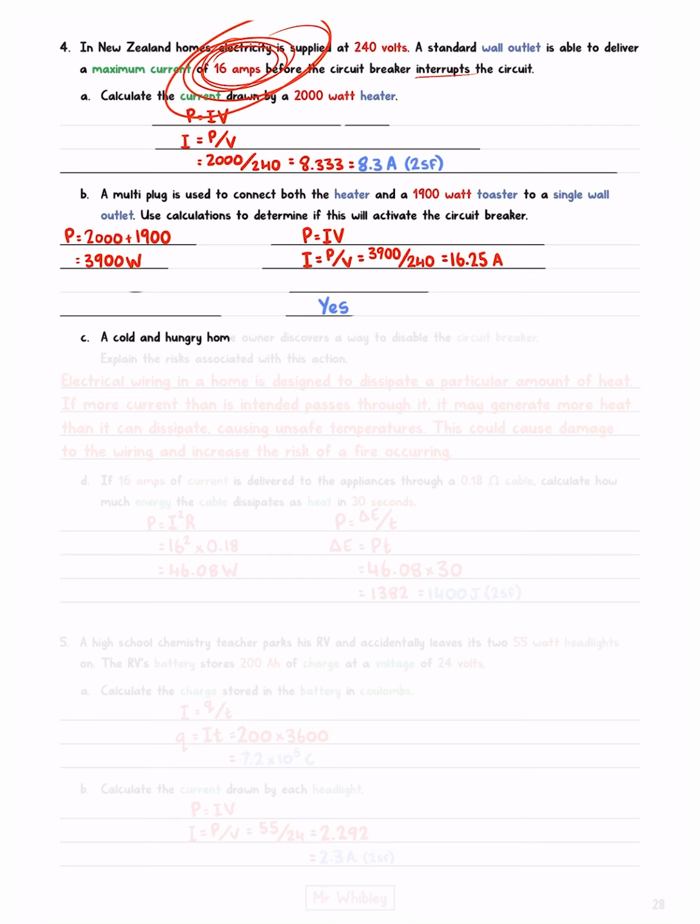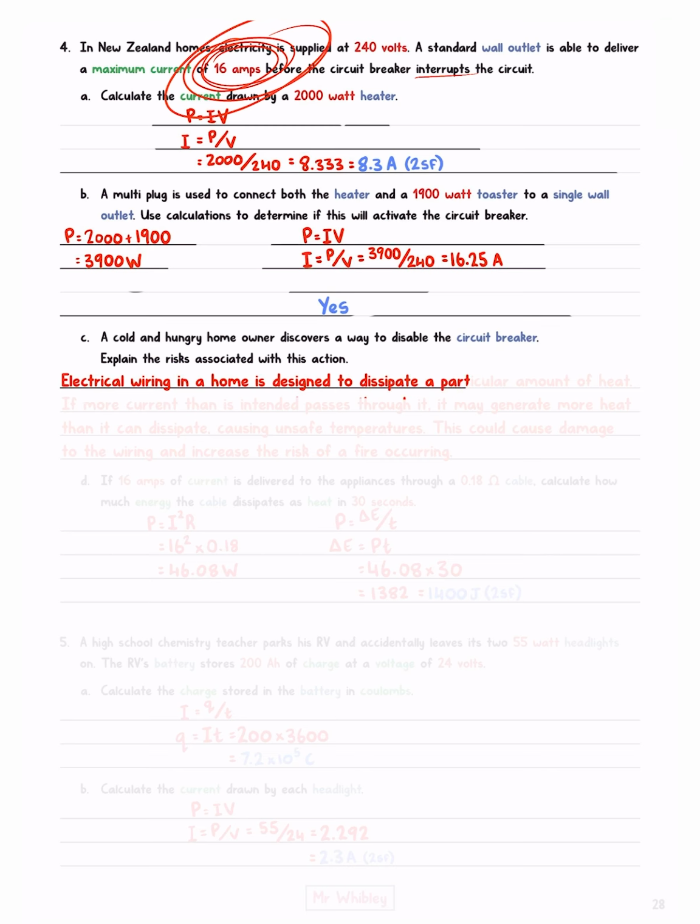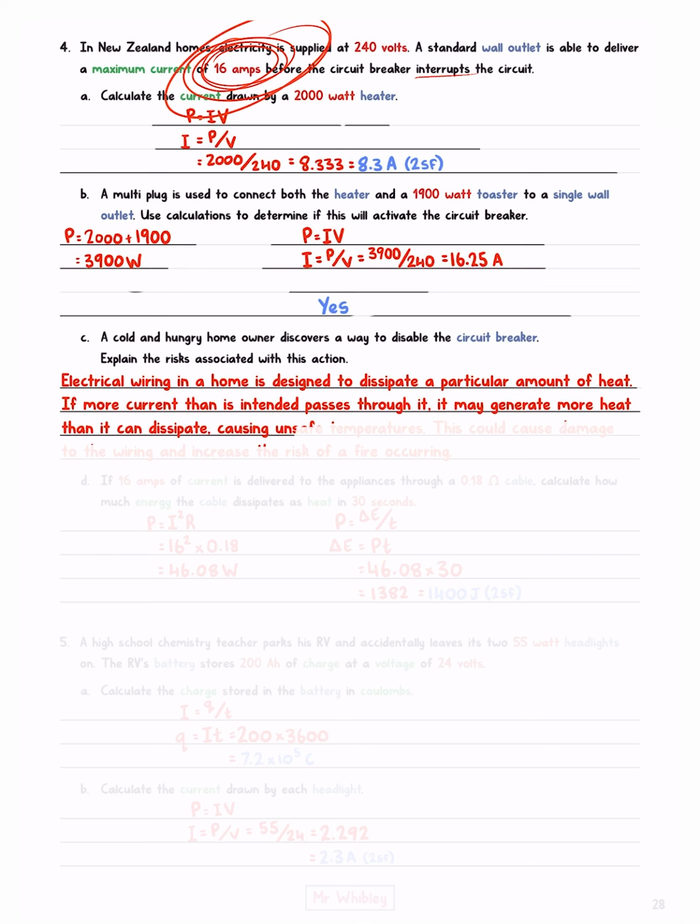A cold and hungry homeowner discovers a way to disable the circuit breaker. Explain the risks associated with this action. Electrical wiring in a home is designed to dissipate a particular amount of heat. If more current than is intended passes through it, it may generate more heat than it can dissipate, causing unsafe temperatures. This could cause damage to the wiring and increase the risk of a fire occurring.